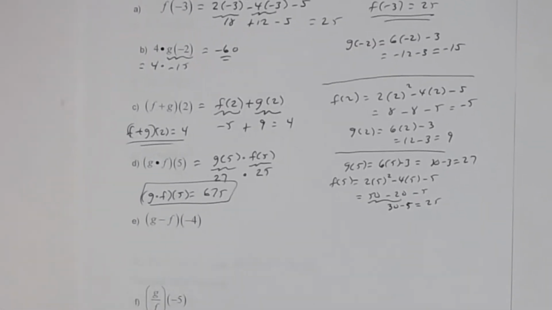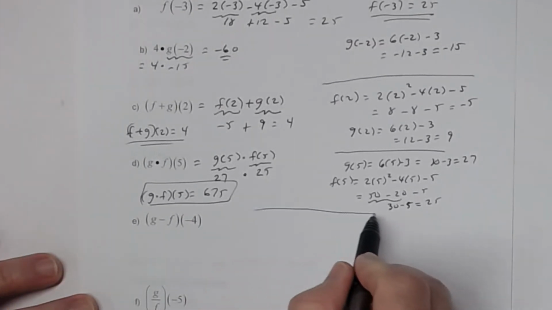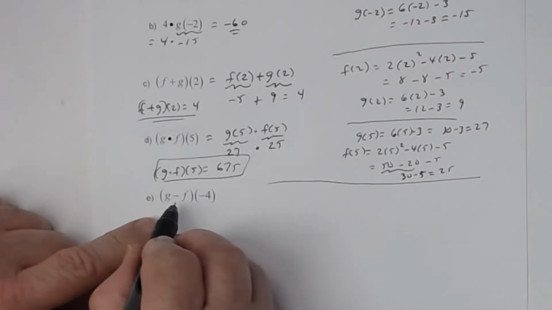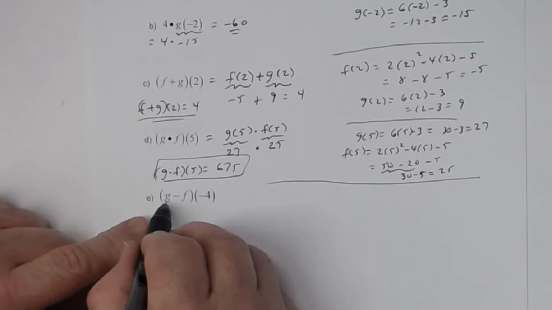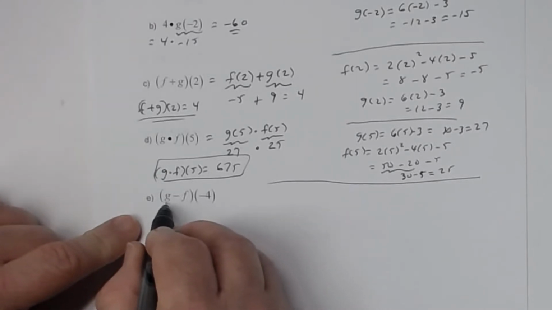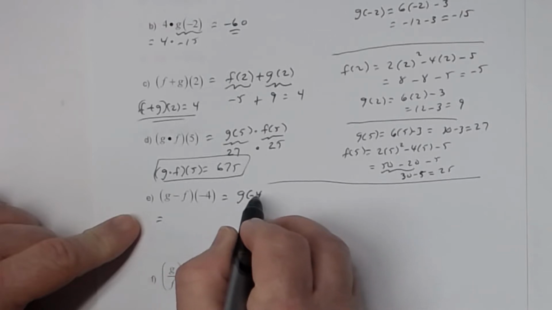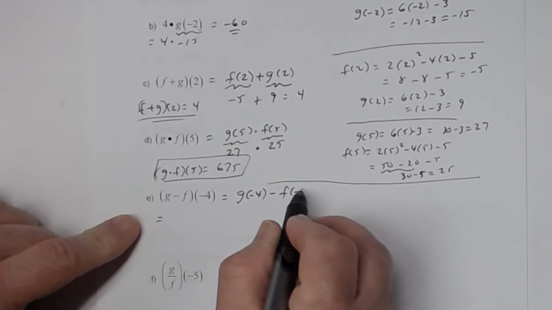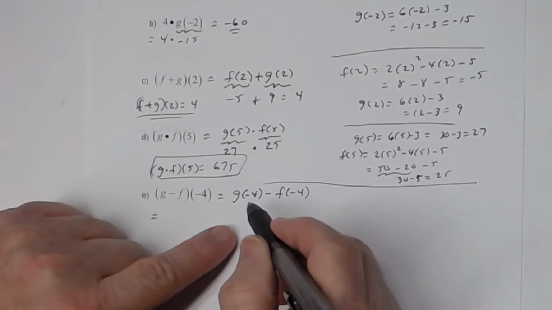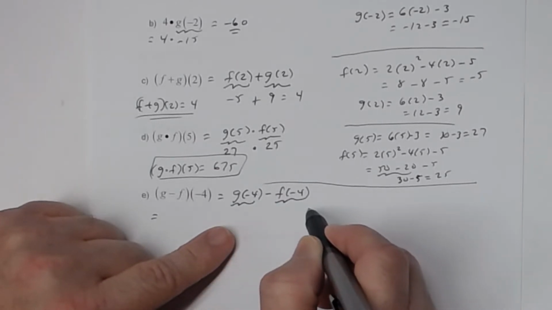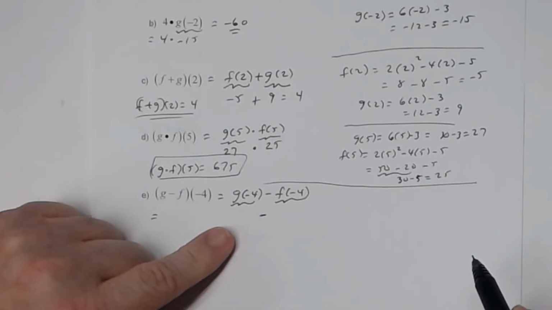All right, letter E. This time you're subtracting. Now remember, when you're subtracting, the order matters. So since g is listed first, you're going to say g of negative 4 first. So that's going to equal g of negative 4 minus f of negative 4. And so just like we did before, we find g of negative 4 first, then we find f of negative 4, and then I subtract them.